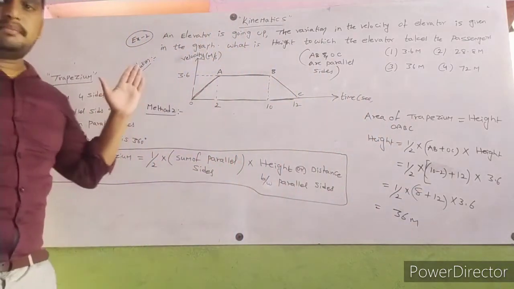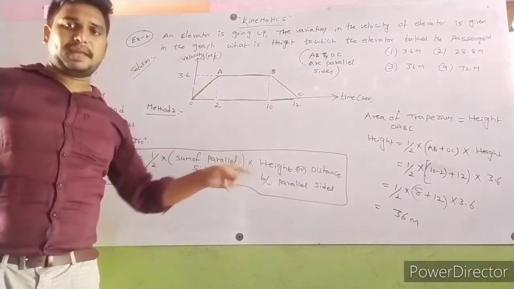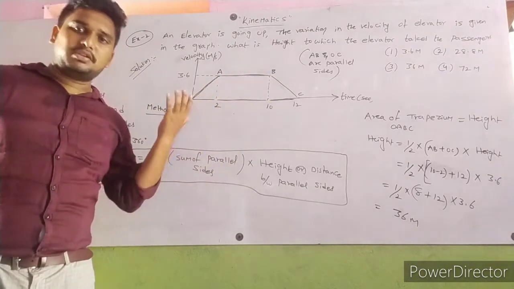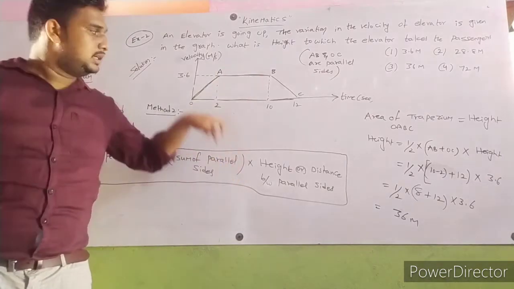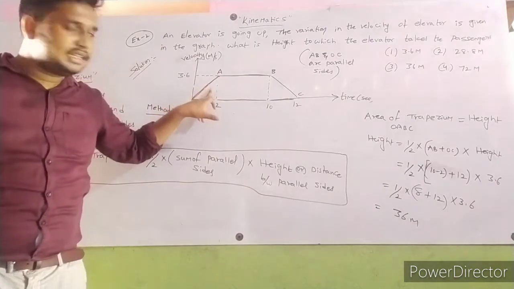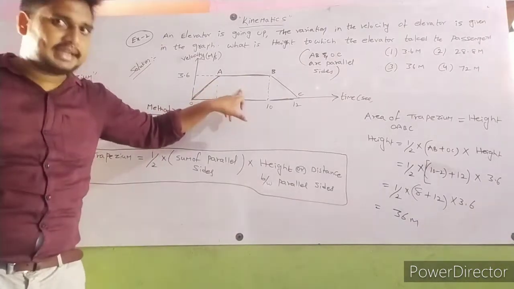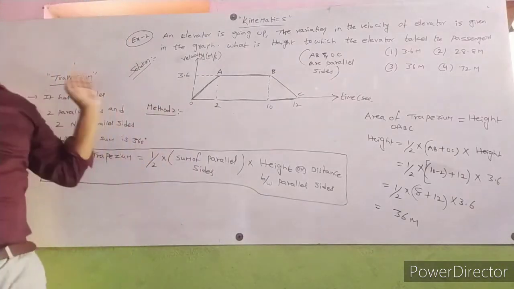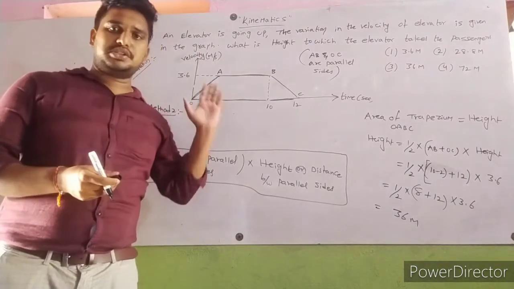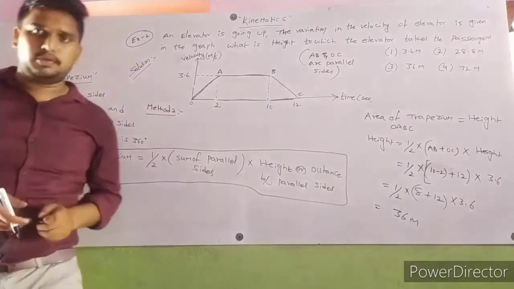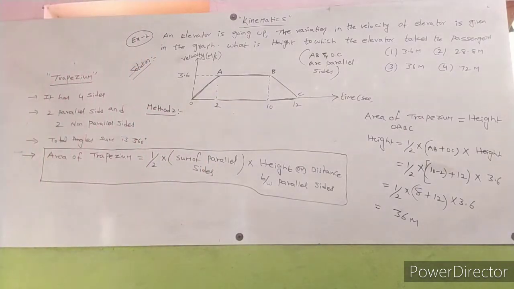Here in method 2, we directly apply the area of trapezium to the total area. In method 1 we took parts: area of part 1, part 2 and part 3. Part 1 is a triangle, part 2 is a rectangle, and part 3 is a triangle. So this is a shortcut method to solve this problem. I hope you understood. Next we move on to problem number 3.